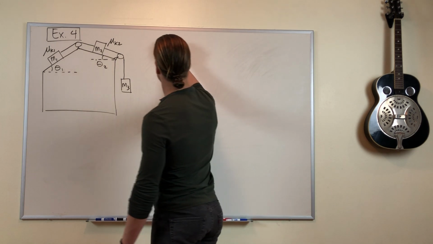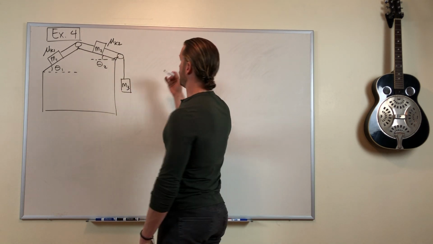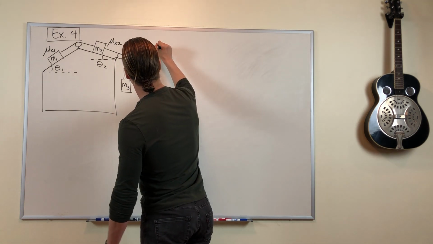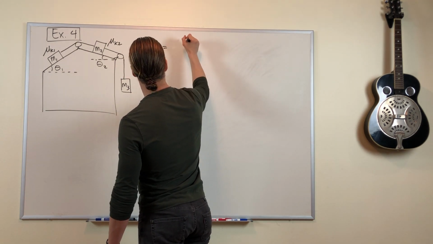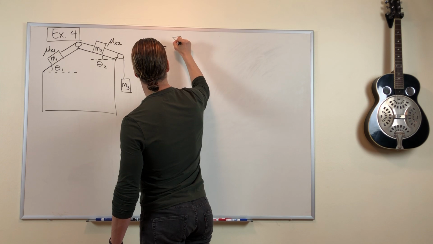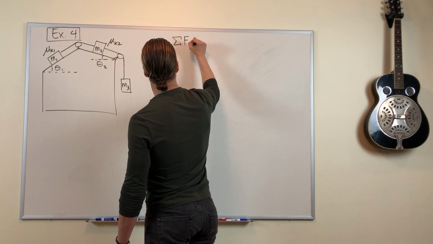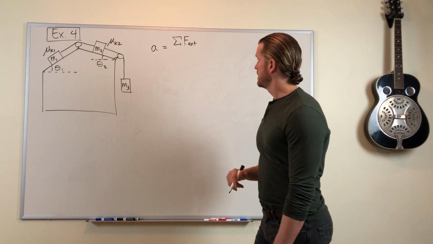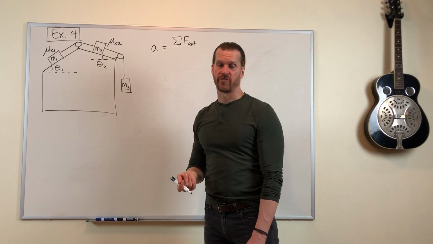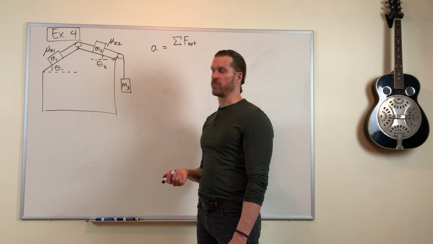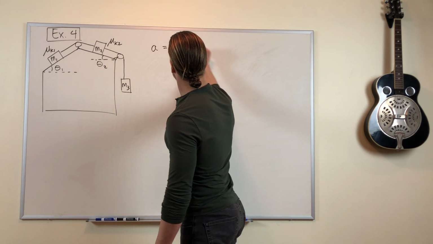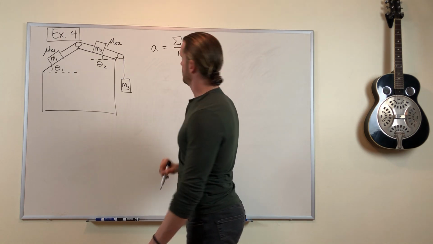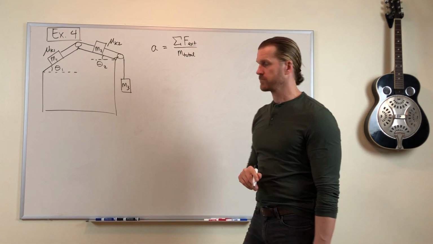So the idea here is when you have a system of objects, the acceleration of the system equals the total external force on the system. You ignore internal forces like tension and normal forces, divided by the total mass of the system.